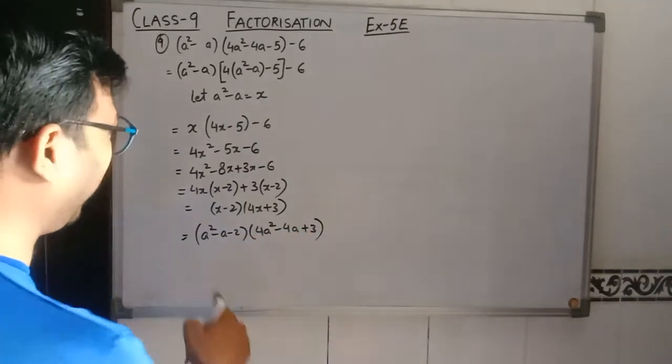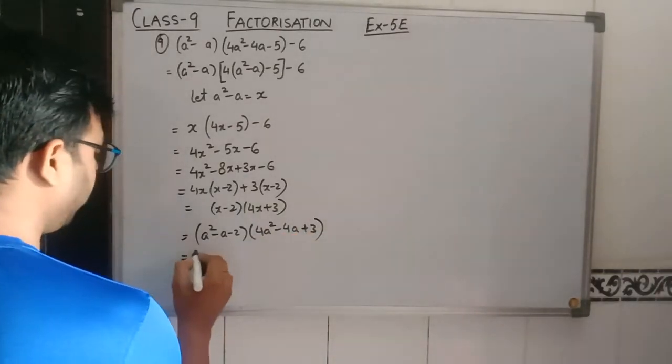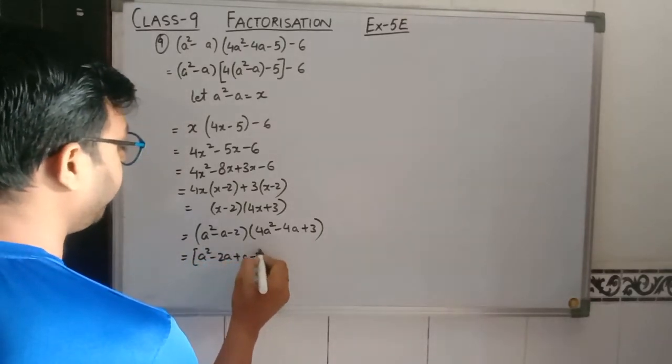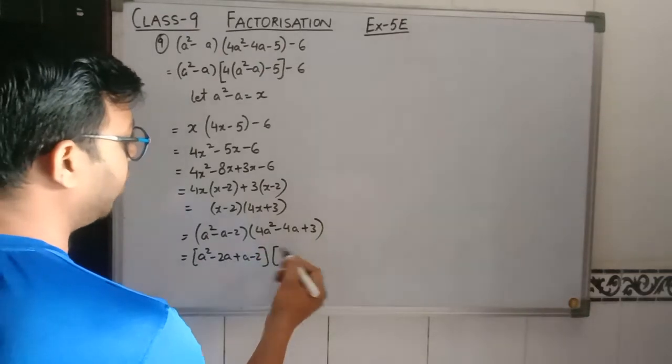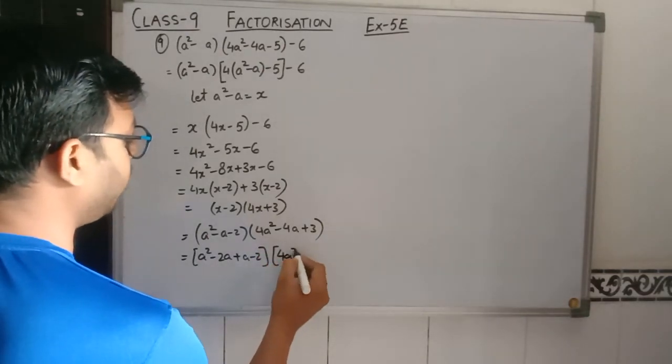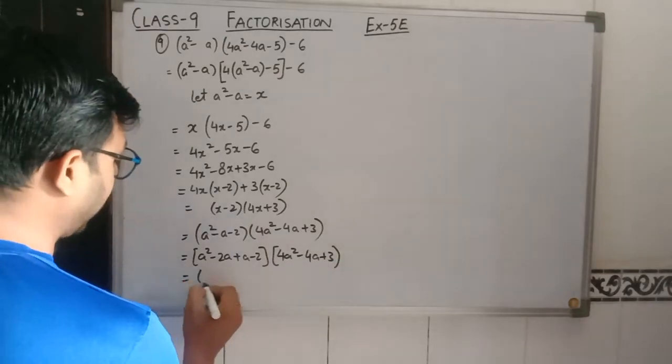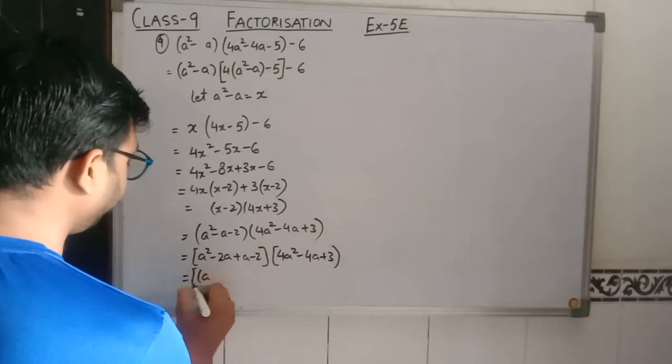Now we check whether these brackets can be solved. So let's try to solve it. A square minus 2a plus a minus 2. For 4 threes are 12, this cannot be solved, I think. 4a square minus 4a plus 3 will remain the same. In this bracket, a can be taken as common.